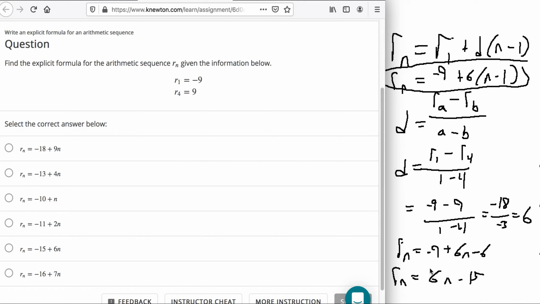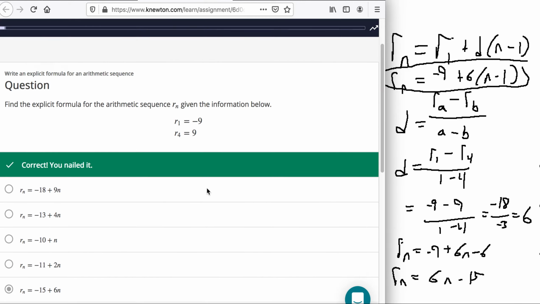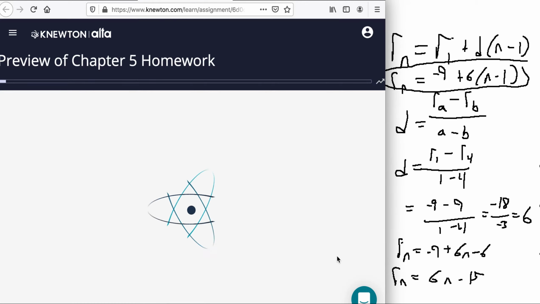If you plug in 1 into this formula, 6 minus 15 gives you negative 9, so that works for this one. If you plug in 4 in for my formula, 6 times 4 is 24. 24 subtracted by 15 gives you 9. So the formula works. So this is equivalent, right? Negative 15 plus 6n is the same thing as 6n minus 15. Okay, so that's how you find one of those sequences.